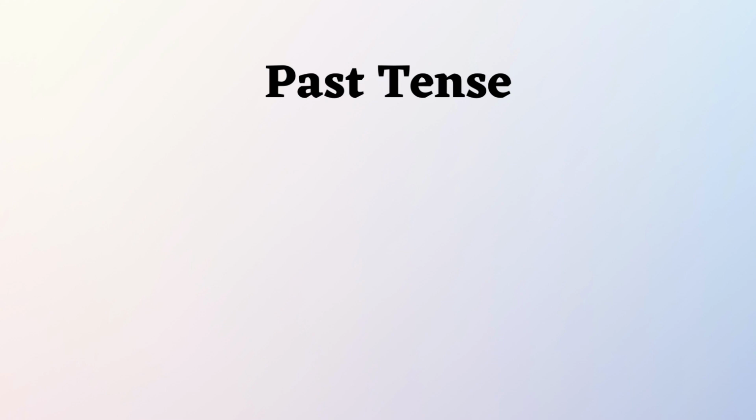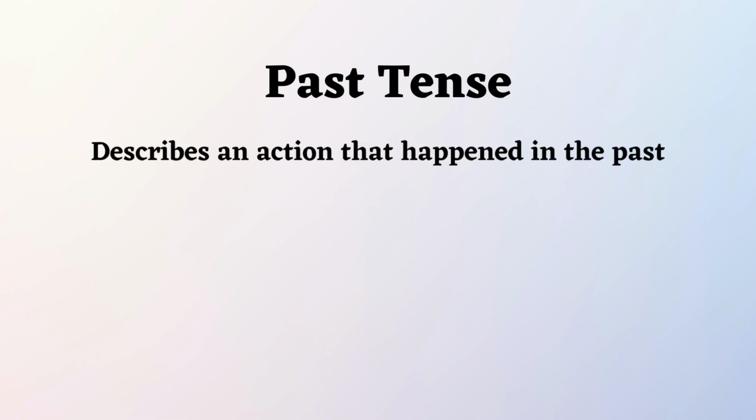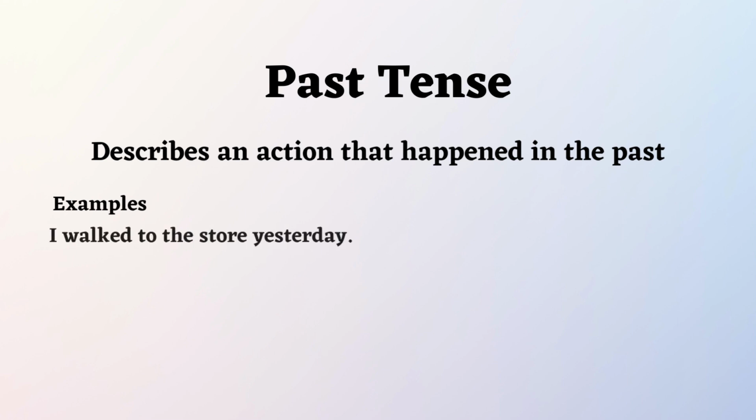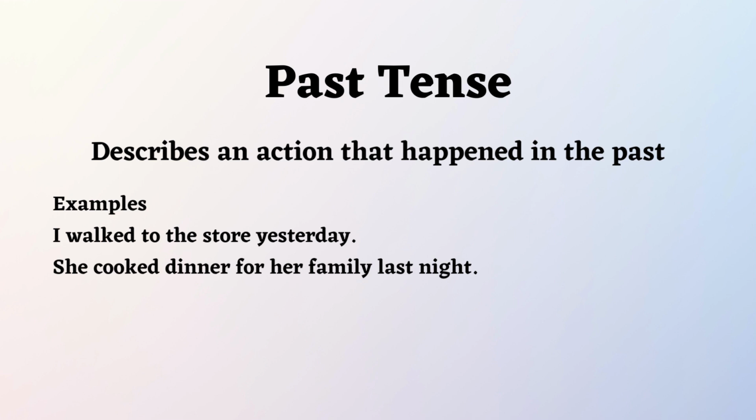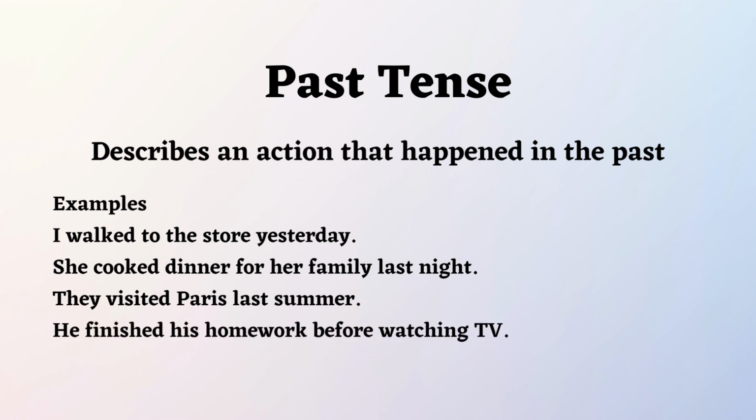Past tense describes an action that happened in the past. Examples: I walked to the store yesterday. She cooked dinner for her family last night. They visited Paris last summer. He finished his homework before watching TV.